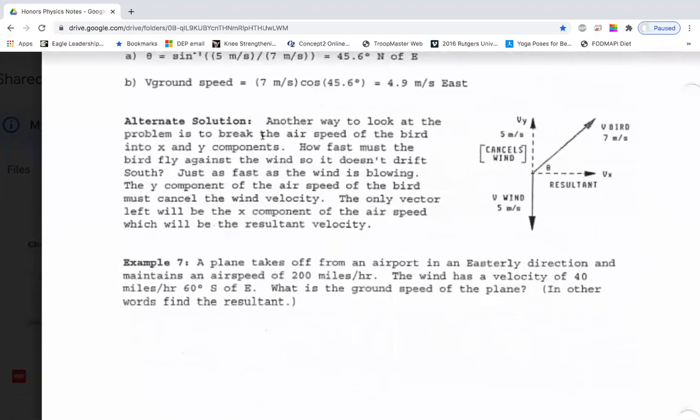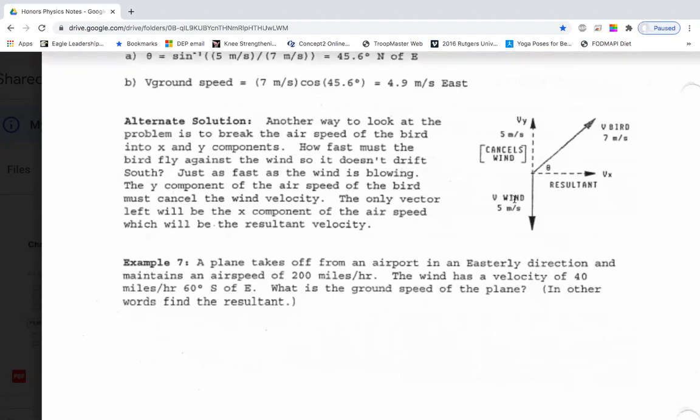Well, here's an alternate solution on a diagram. You can take a look at this bird's flight vector and break it up into two components. We can say there's a y component and an x component. If the wind is carrying the bird south, this y component needs to cancel this. So we make that y component 5 meters per second. Well, the only thing left then is this x component. And that is the resultant.